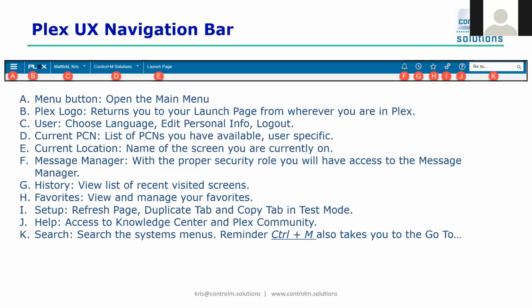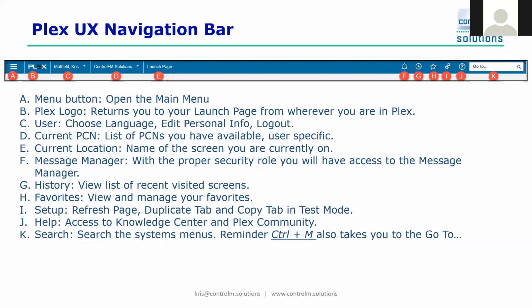Then if you look at the far right, you see that there's a bell, and that bell is your message manager. You can click on that and set up your messages. Then you see that there's a clock. That clock is your history. And you'll be able to see the screens that you were in before, the last 20 screens. And then you see your favorites. That's the star. And I'm going to go into a lot more detail on that. You can see your favorites once you click on that.